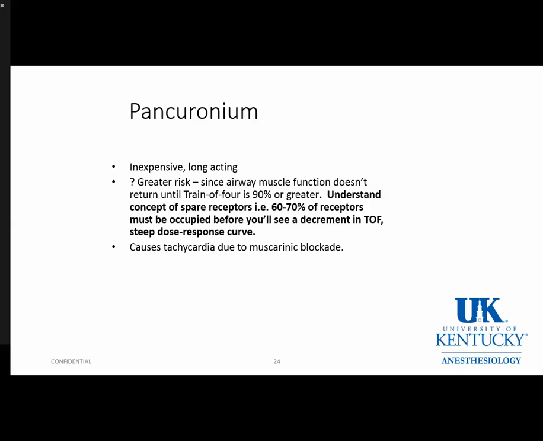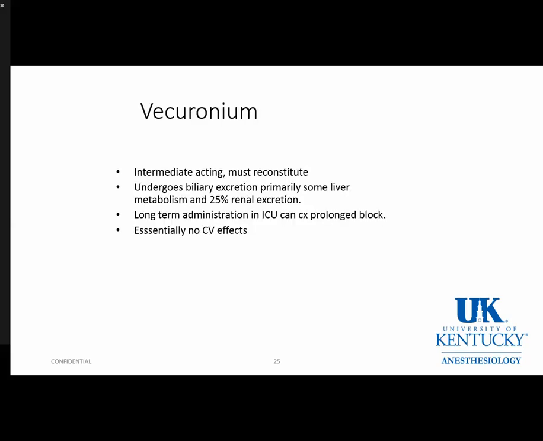Remember that we mentioned pancuronium has a vagolytic effect and therefore can cause tachycardia due to its muscarinic blockade. Vecuronium has to be reconstituted. It's a mid-range acting length, unlike pancuronium. It does undergo biliary excretion, primarily some liver metabolism and 25% renal excretion. Recognize that when given long-term in the ICU, it certainly can result in prolonged blockade. I don't think it's used very often due to that problem.